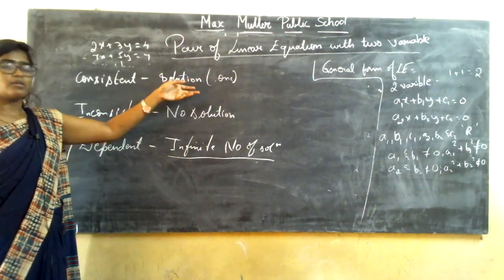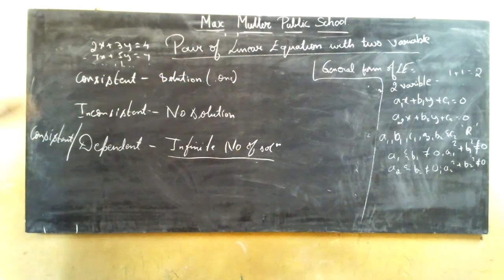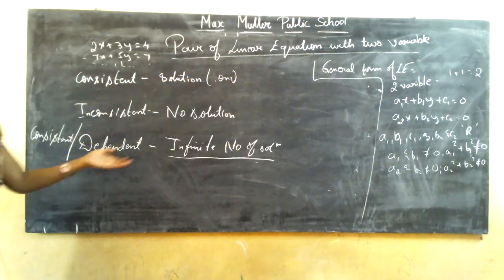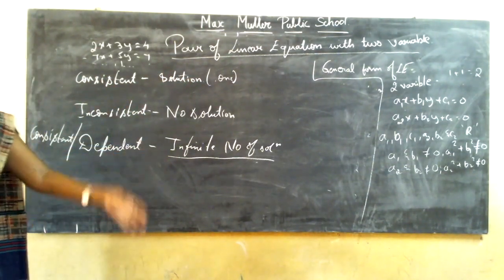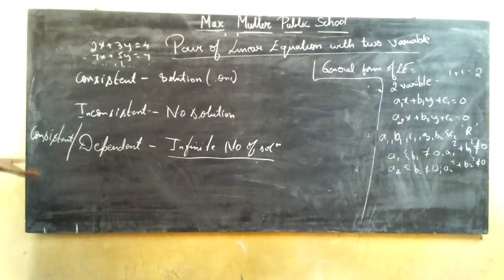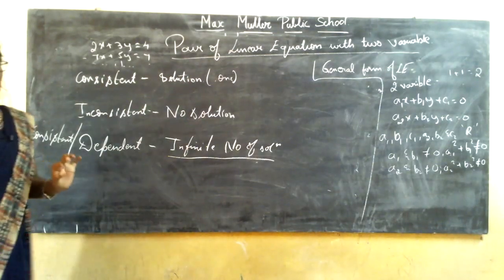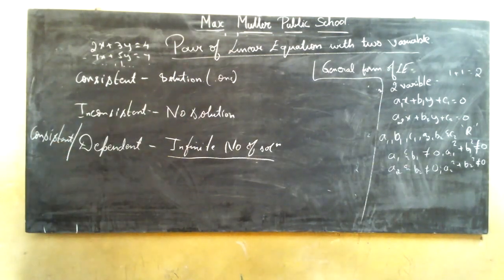If you have one solution, then it is consistent. If you have n number of solutions, then you should say it as dependent. If dependent has not been used, then you can also say it as consistent, because the condition for consistency is that you should have at least one solution. Clear about this?